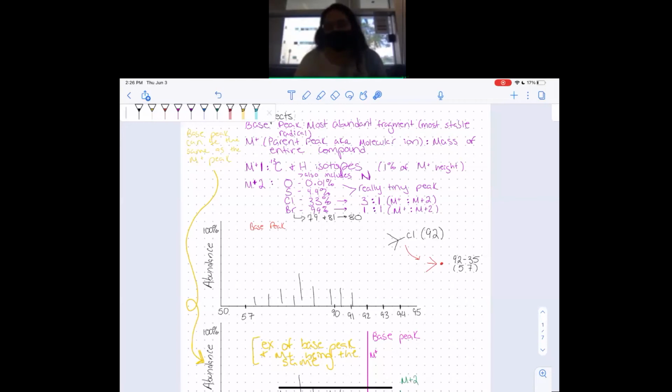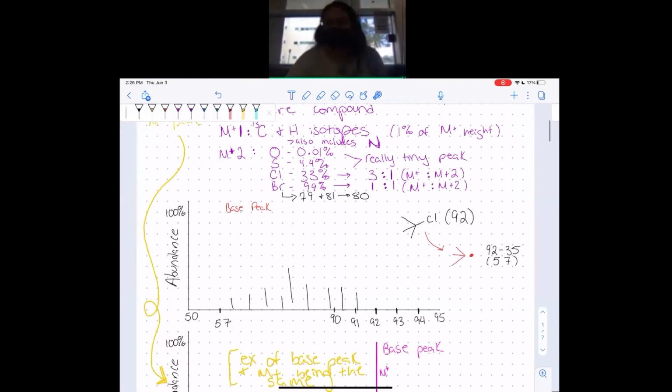So, we're going to do an example together. The mass of this molecule is 92. And we know that if we cut off the chlorine, we make our most stable radical. So we do 92 minus 35, and we get 57. 57 is the mass of the most stable radical. Someone asked, what about chlorine? As long as you know the ratio for chlorine, that's all that matters.